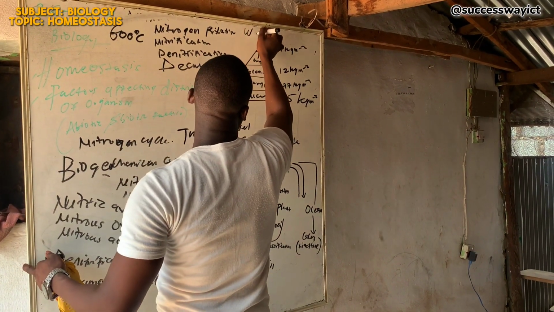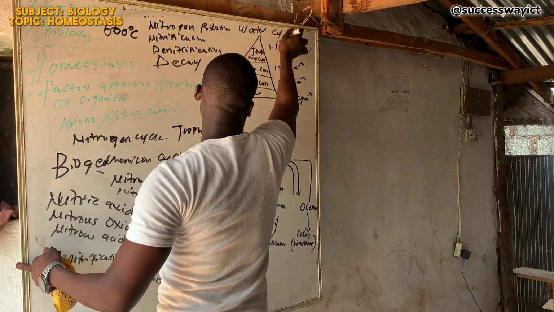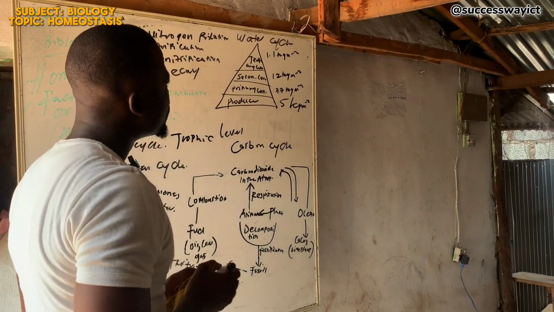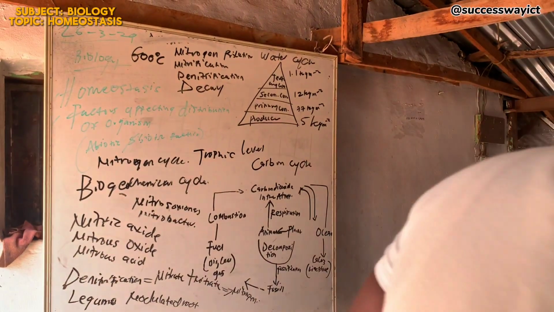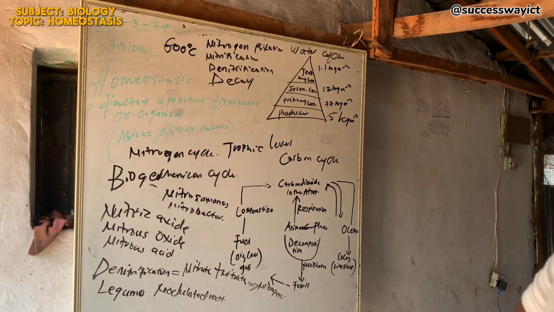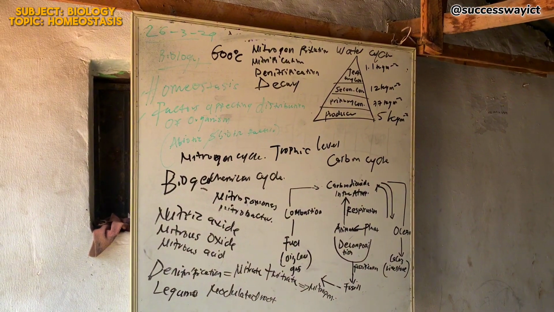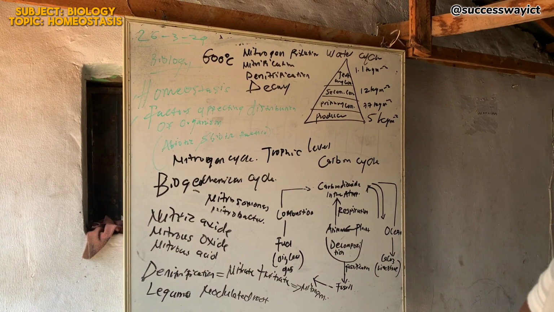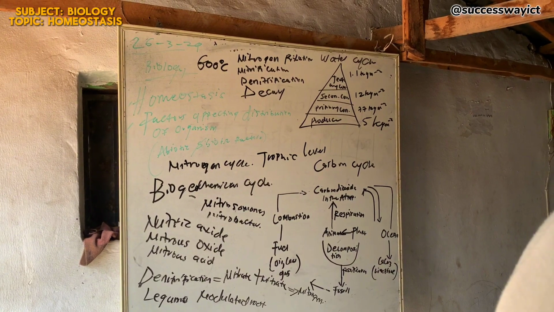On your own, draw the water cycle. Please, I want us to go speedily because our time has been reduced. Instead of 1 hour 30 minutes, it has been reduced to 1 hour. So you have to hurry up.